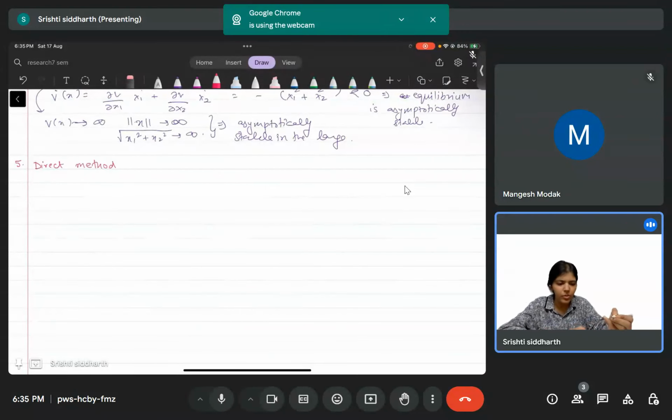So for linear systems, we have a condition on the matrix P and also the matrix Q, which can determine the stability of the equilibrium point. So this is the direct method of Lyapunov.